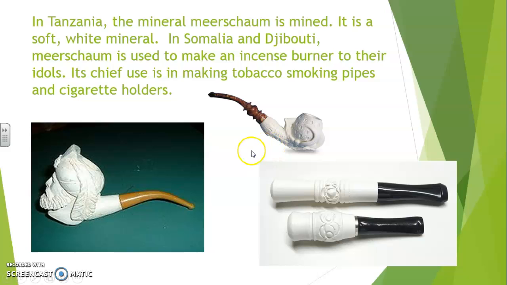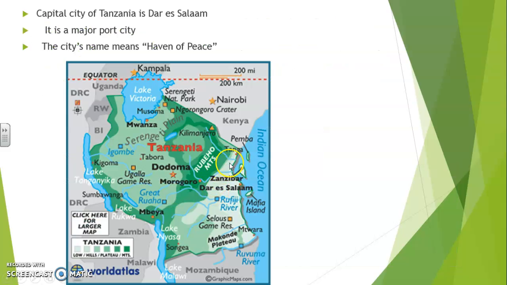So meerschaum, white mineral that is found here in Tanzania. And these meerschaum pipes are sold all over the world. They also have some oil, so oil refining has become more important since they became independent. The capital city, right here, Dar es Salaam. Not over here, not this Dodoma, that's moved inland, but Dar es Salaam. And you can see it's right along the Indian Ocean. The other body of water you need to know.